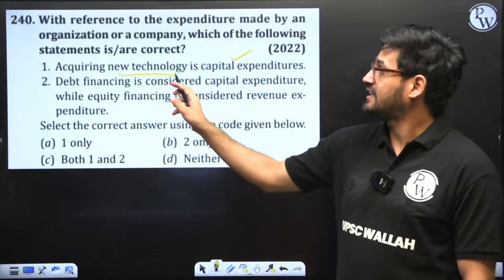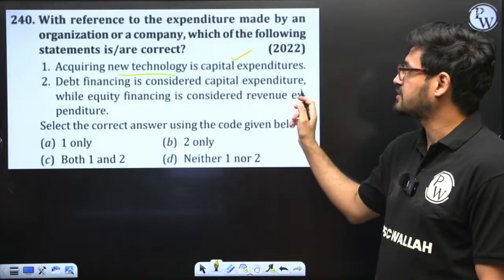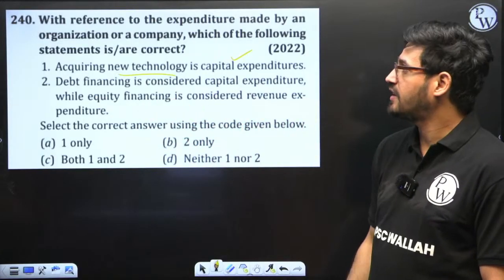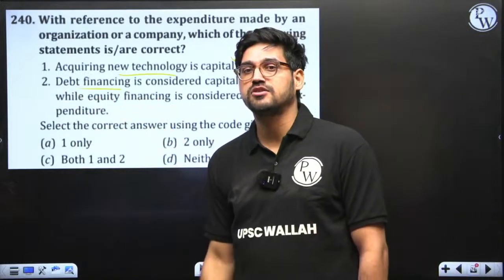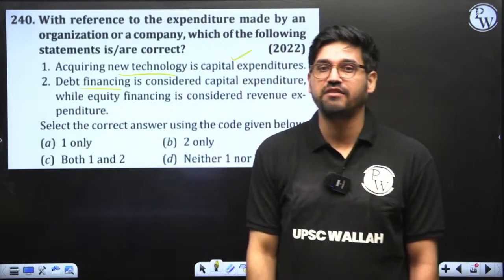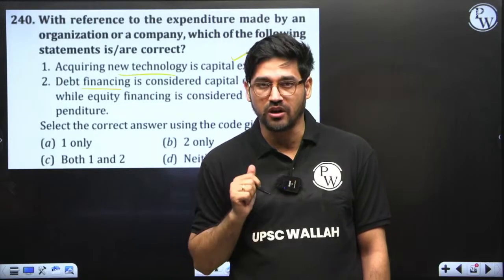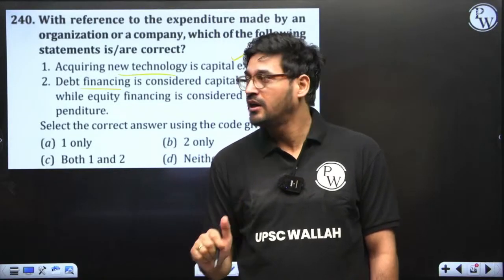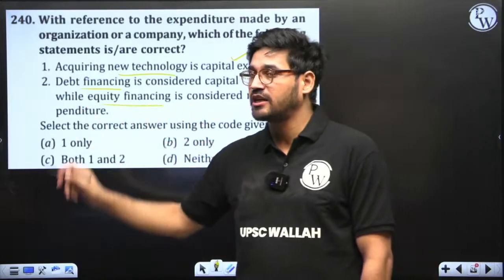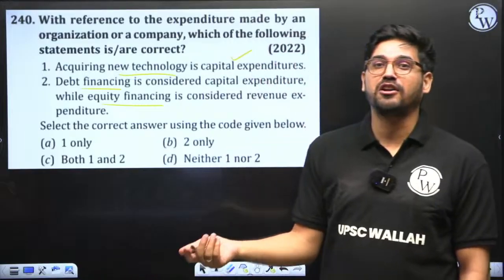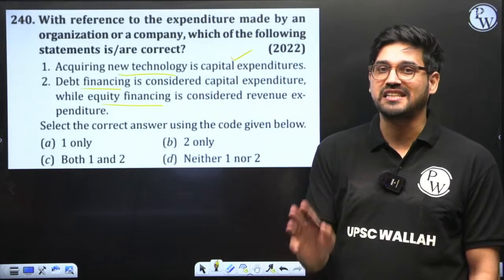Second one says, debt financing is considered capital expenditure, while equity financing is considered revenue expenditure. Firstly, debt financing is not going to be expenditure. Debt financing is going to be receipt. Debt financing means that you are servicing your requirements by borrowing money, and equity financing means that you get your money by selling your equity. Both of them are not expenditures, both of them are receipts.